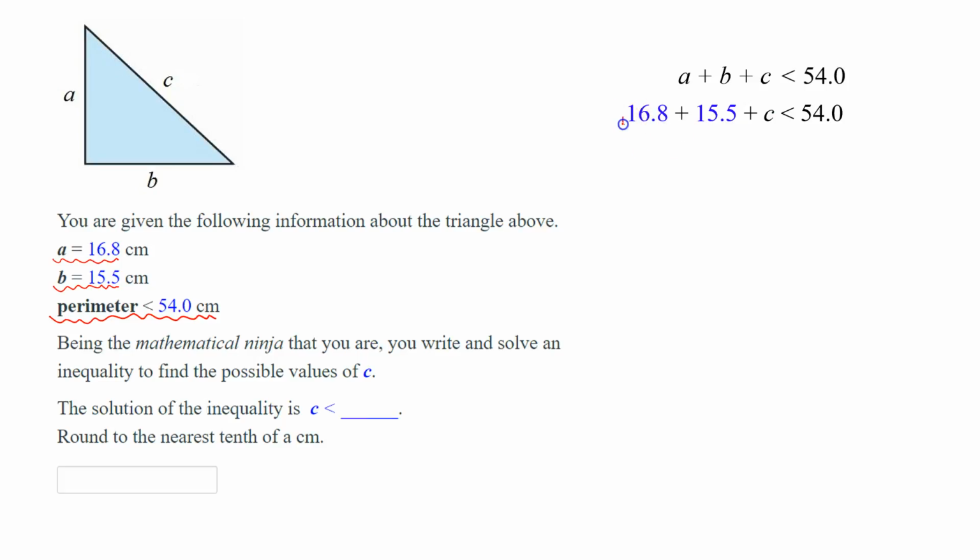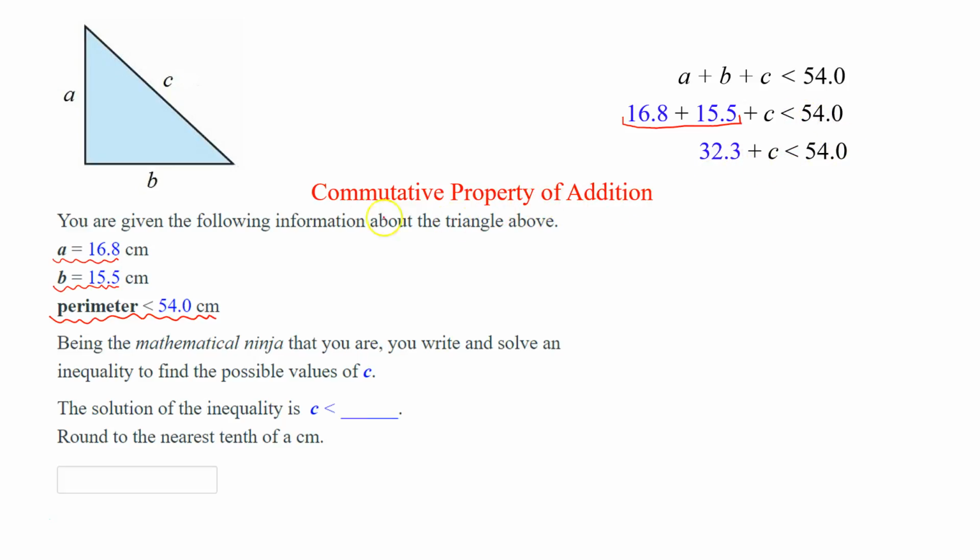And these guys right here are like terms. They're on the same side of the inequality, and they both are constants, meaning they have no variable with them. So I can combine these by adding them together. So 16.8 plus 15.5 is 32.3. So we get 32.3 plus C is less than 54.0.